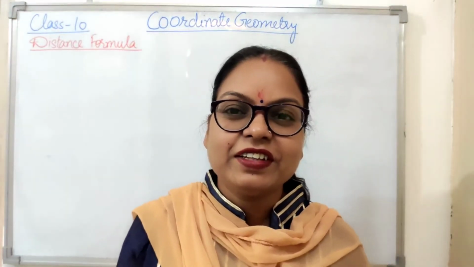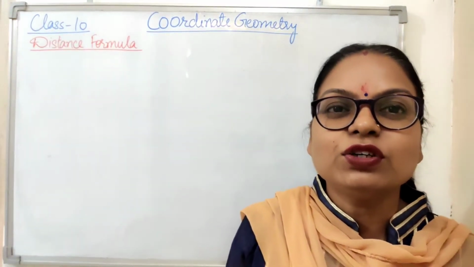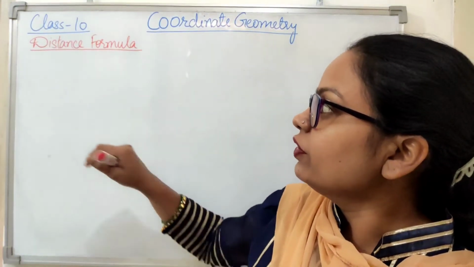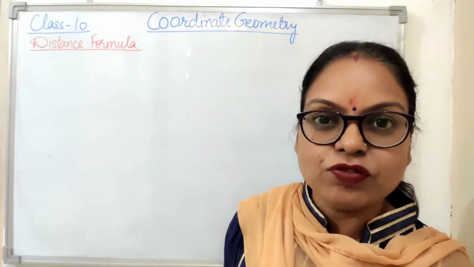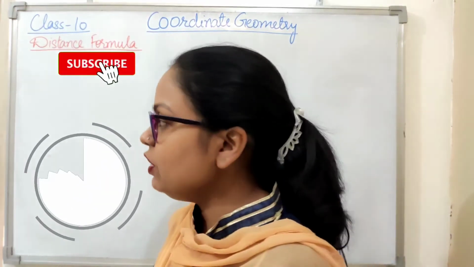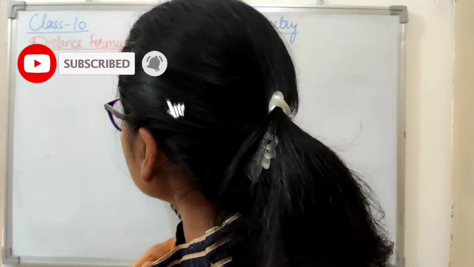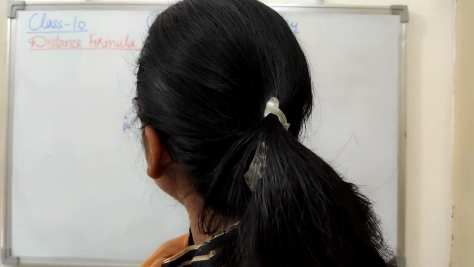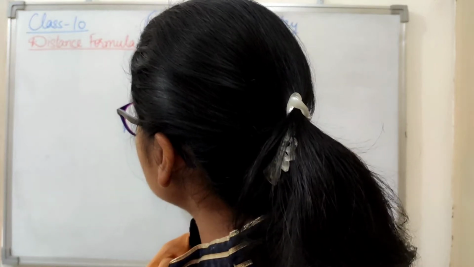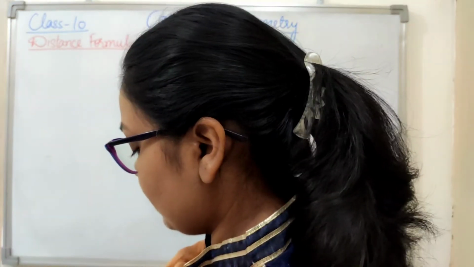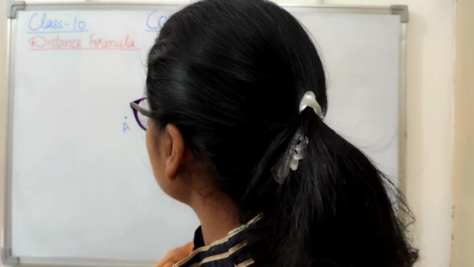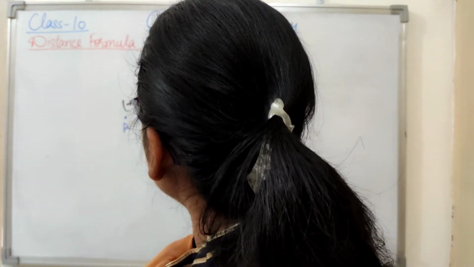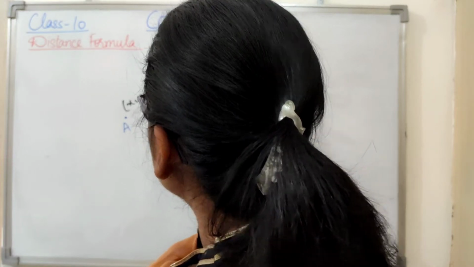Hello students, today we are going to start with the coordinate geometry concepts. So the first concept is the distance formula, right? Let's say we have 2 points. This is first point A, this is second point B. This point has coordinates x1 comma y1 and this point has coordinates x2 comma y2.